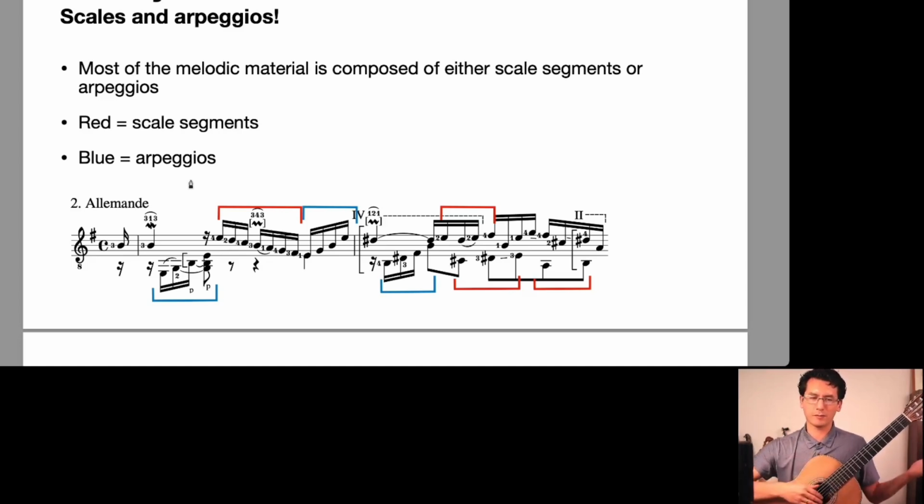Right, if I just improvise in E minor, right, that's just improvising your semiquavers, scales and arpeggios. Okay, so it already starts to have that kind of feel of an Allemande.